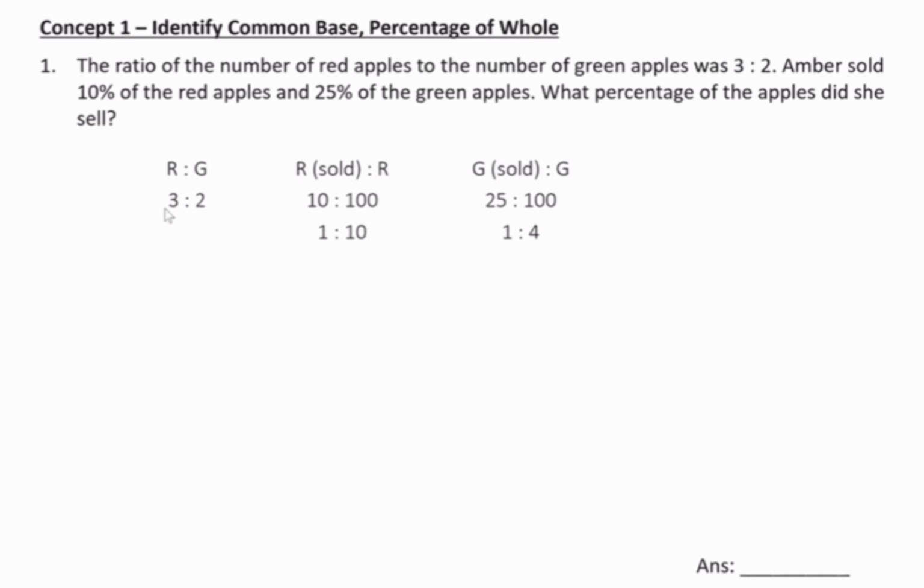Okay, so we find common multiple of 3 and 10, which is 30. Okay, so this one you times 10, this one you times 3. So here times 3. That's your first common base.